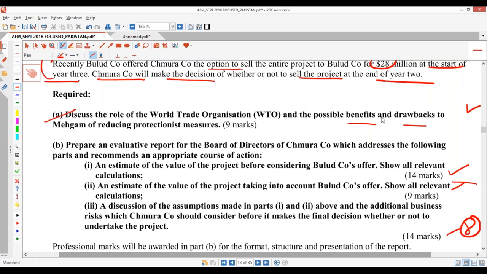Okay. All right, now part B, estimate the value of the project before you consider the Balut offer. Okay. Wow.